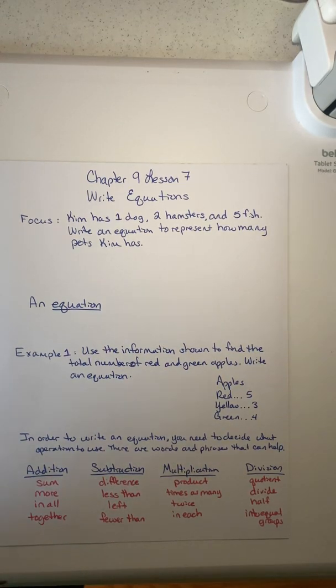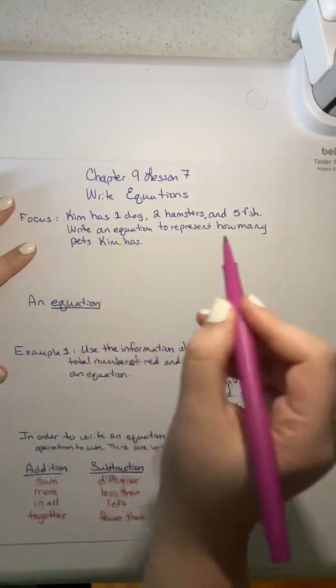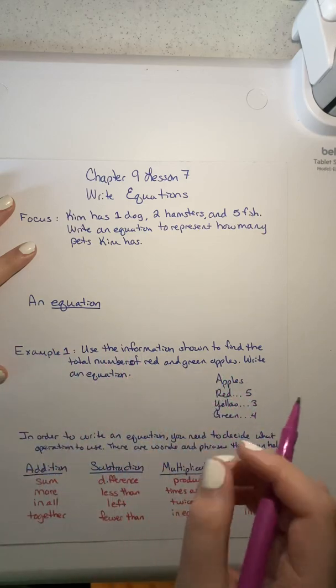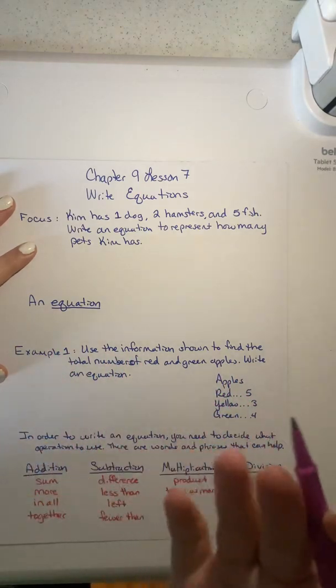Hey guys, today we're doing chapter 9, lesson 7, which is writing equations. We've talked about expressions the past few days, so let's talk about equations now. So let's focus. Kim has 1 dog, 2 hamsters, and 5 fish. Write an equation to represent how many pets Kim has. We're going to actually use a variable in this one.